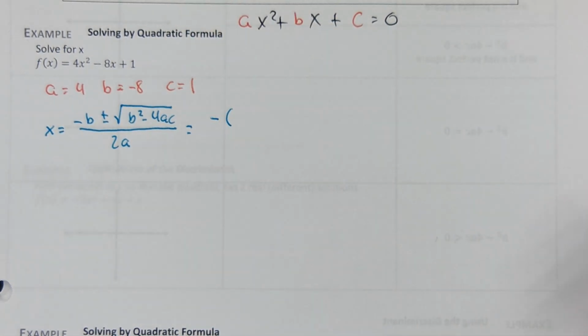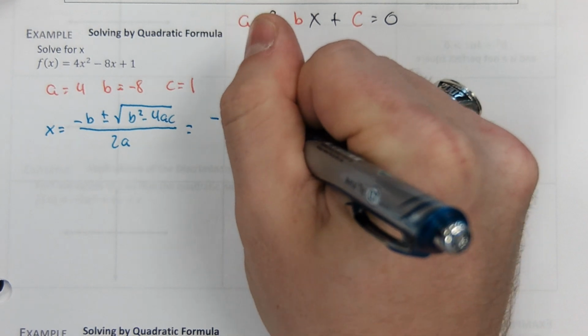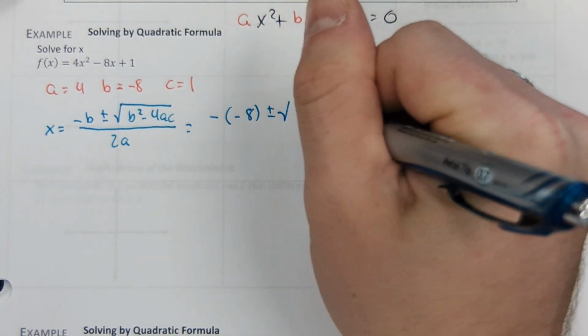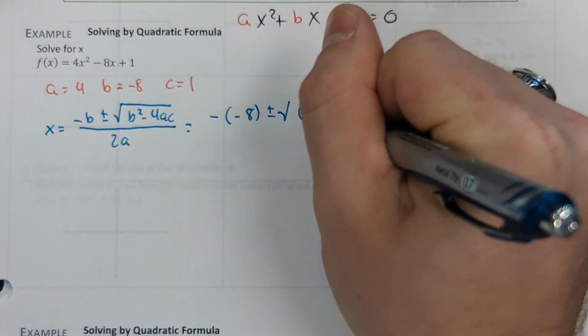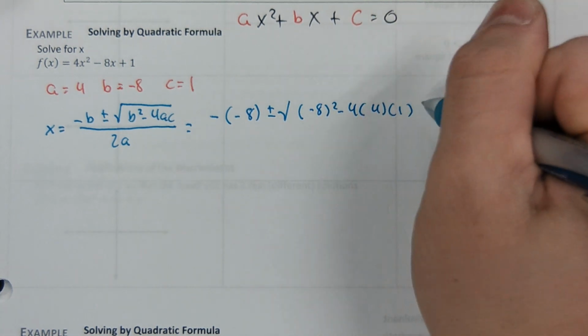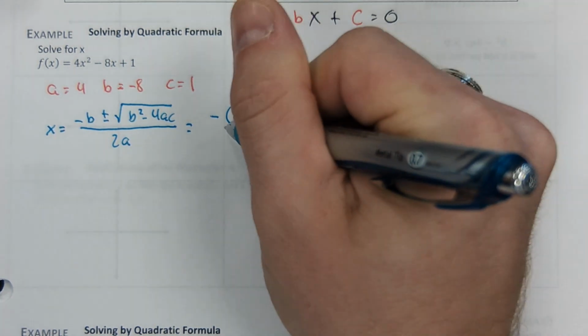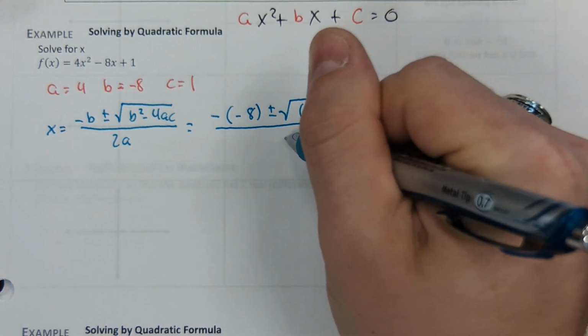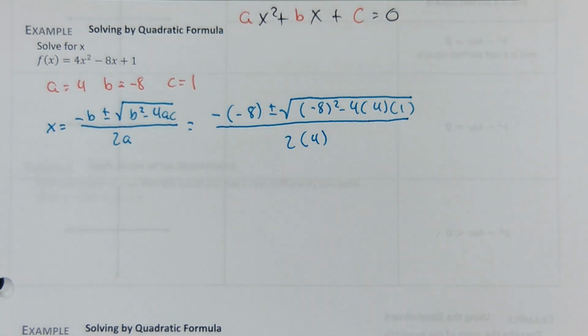Negative, and anytime you substitute, please use parentheses. Here's your b term. Here's b again, squared, minus 4 times a times c. There it is. And 2a. Then you just clean it up.